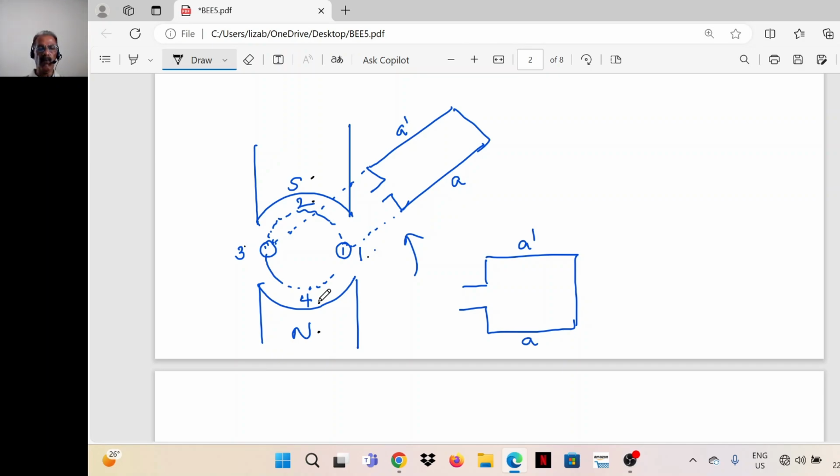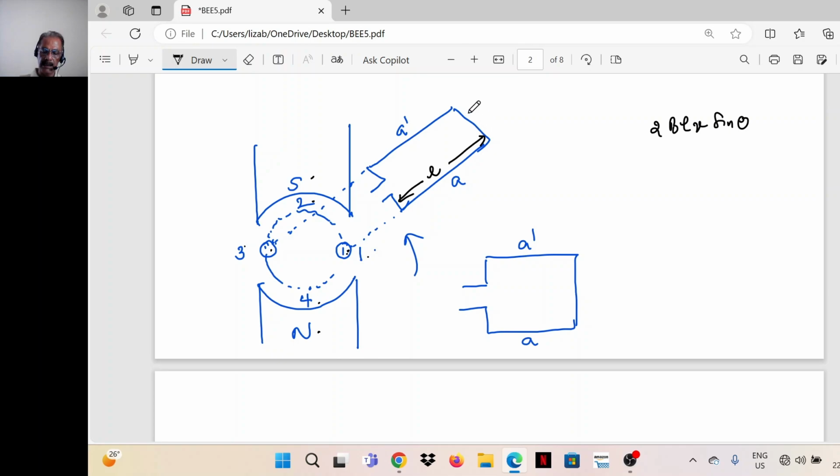So in positions 1 and 3, the plane of the coil is horizontal. What we are seeing here is the cross section of conductor A, and this is the cross section of conductor A dash. We know that the induced EMF in the coil is equal to 2BLV sin theta volts. B is the flux density, L is the length of one conductor. That means this length is L.